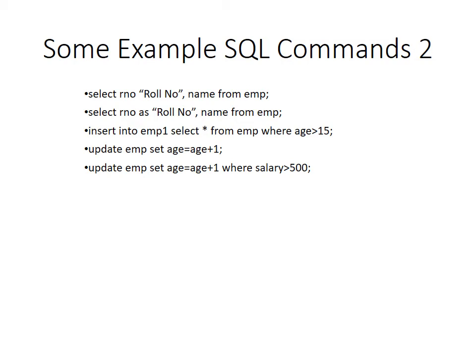The same can be written with the help of a word called as. So select RNO as roll number comma name from EMP.